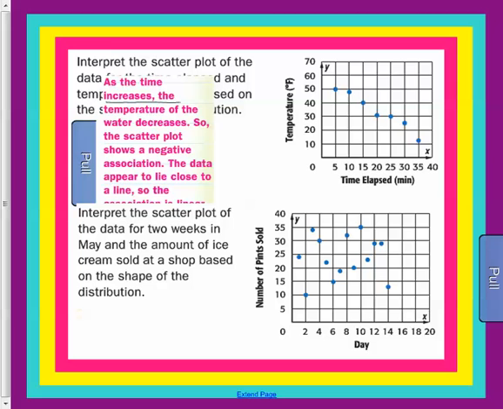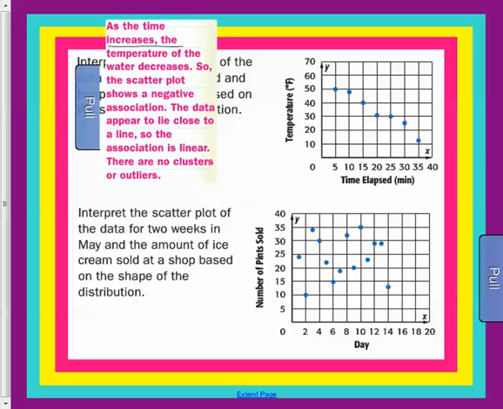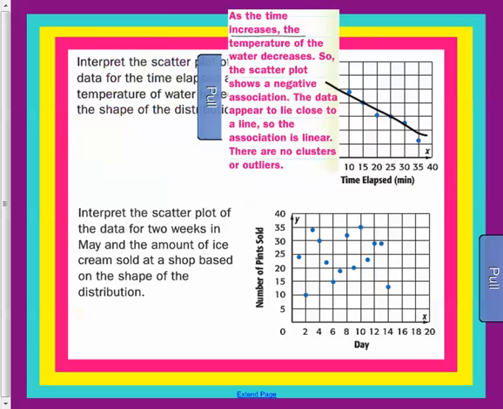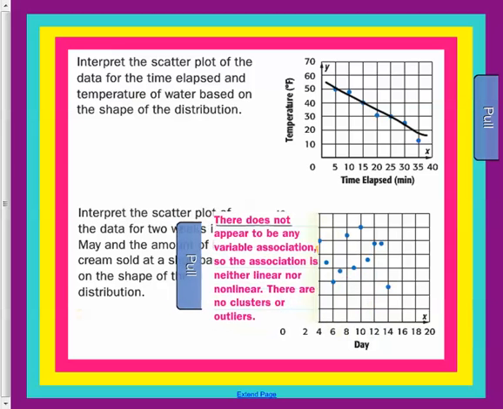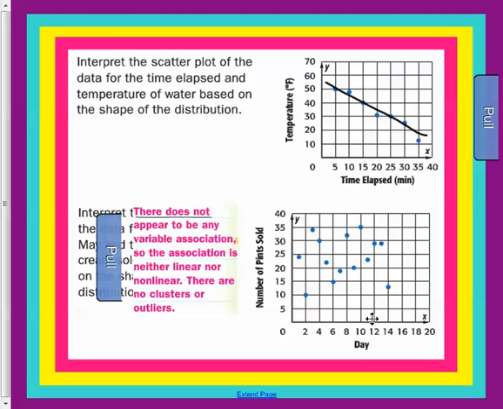On this one, as the time increases, the temperature of the water decreases. So as the time goes up, it's going down, which means it's a negative association. It also appears to lie on a line, so we could call it linear. There are no clusters and there are no outliers. For this one, there really isn't any association. If you look, they're neither linear nor nonlinear, because if there's no association, it doesn't have that clear line pattern. And I, again, don't see any clusters, and since it's kind of all over the place, there aren't any outliers.